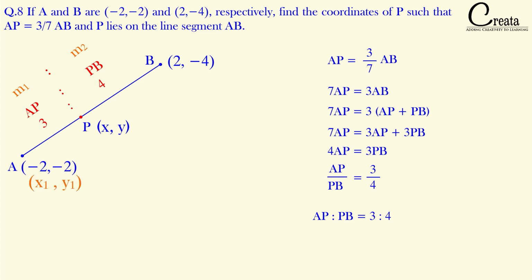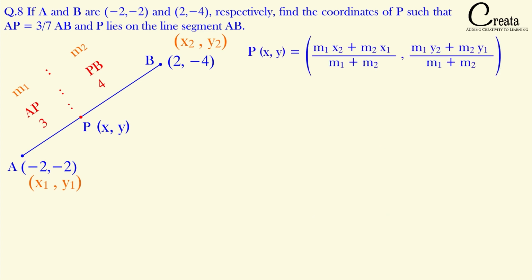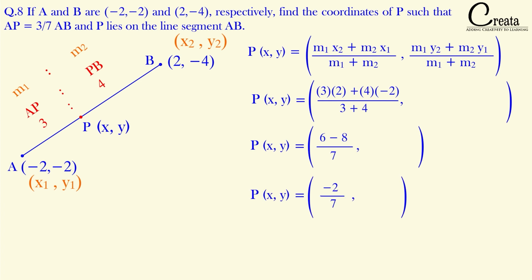We also know (x1, y1) as the A coordinate and (x2, y2) as the B coordinate. We can use the section formula to solve this question. Let's apply the section formula for the x coordinate. Let's put in the values. On solving, we got x as -2/7. Similarly, we put all the values in the y coordinate formula and we got the y coordinate as -20/7. So we got the coordinate of point P, (x, y), as (-2/7, -20/7). That is the answer of question number 8.